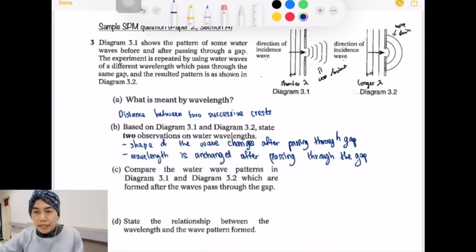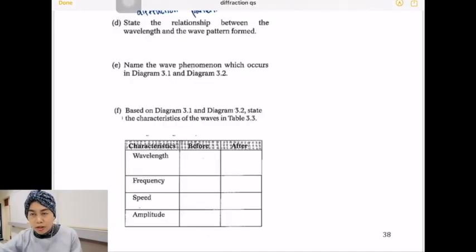Okay, now C is where they tell you to compare between the two. B just now was just an observation of an experiment. So now when you compare, this is where you talk about which one has a more obvious pattern of diffraction. So obviously, okay, there are some more questions here. You can pause the video, try out, and also come back later for the answer for E and F.